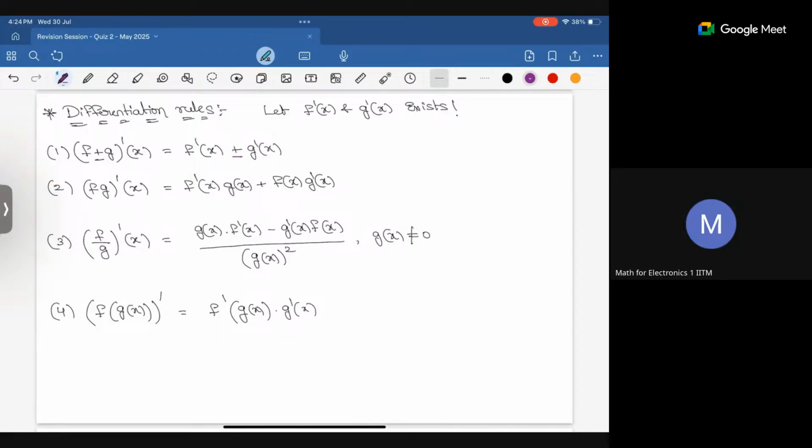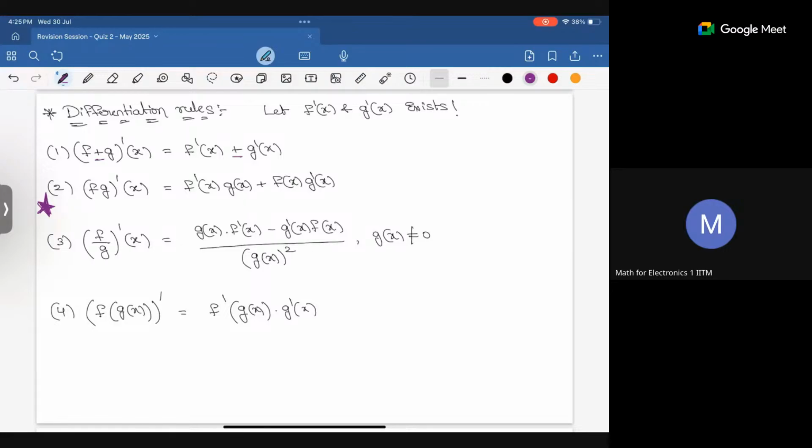And then the second one is the product rule, which is really important. Okay, and product rule is fg. You take the product of two functions and its derivative is equals to take the derivative of the first function, multiply it with the second function, plus take the first function and take the derivative of the second function, their product, and add these two terms together.